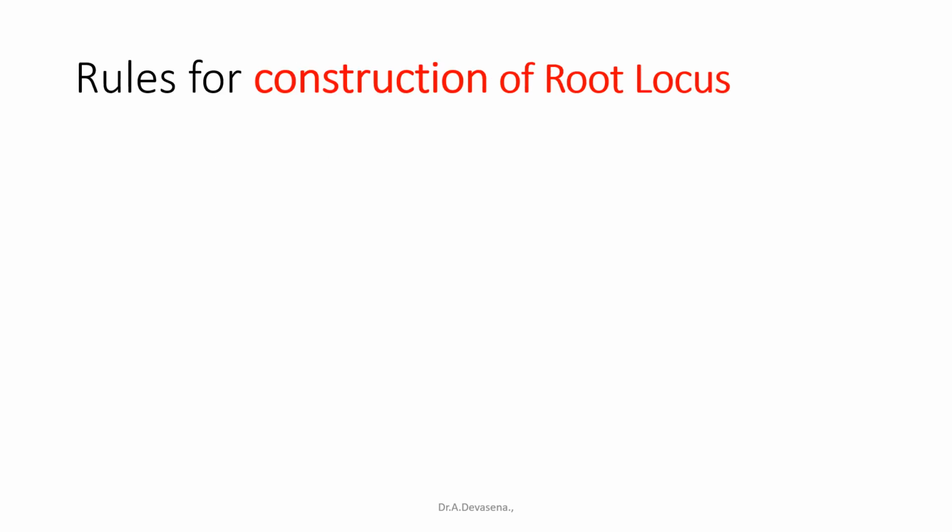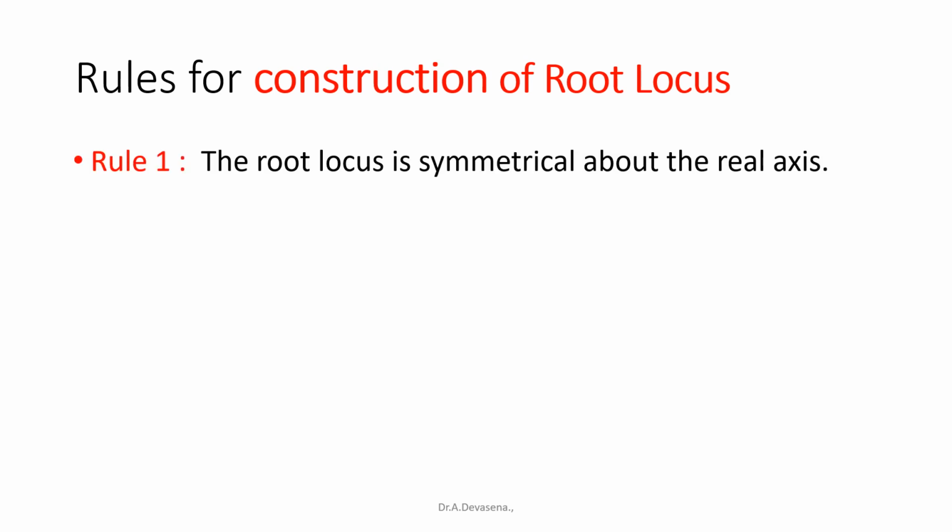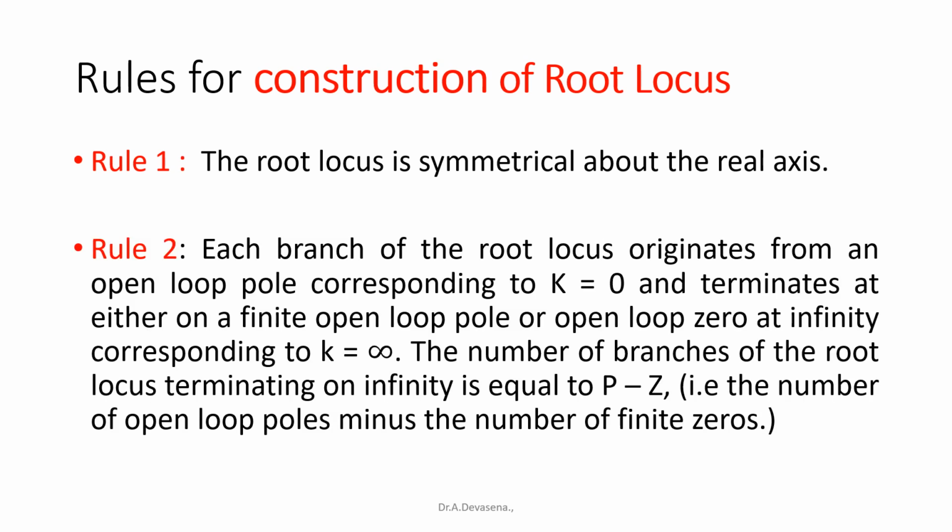Let us discuss the rules for the construction of root locus. Rule number 1: The root locus is symmetrical about the real axis. Rule number 2: Each branch of the root locus originates from an open loop pole corresponding to K equal to 0 and terminates either on a finite open loop zero or at an open loop zero at infinity corresponding to K equal to infinity.